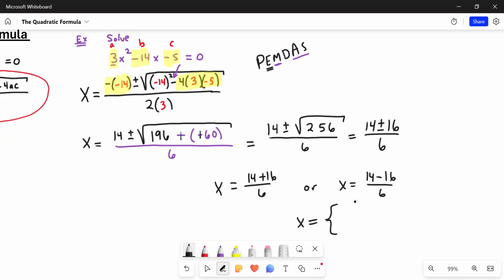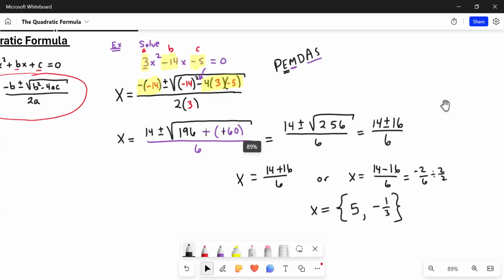The first one, 14 plus 16 is 30, divided by 6 is 5. The second one, 14 take away 16 is negative 2, divided by 6. I'll write that down. That's negative 2 over 6. If you divide by 2 over 2, you can get negative 1/3 as your simplified answer. So we have 2 nice rational solutions.